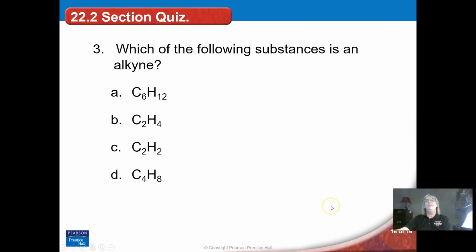Okay, what is this? You better draw this out. Just pause me for a sec, and then see what you got for a structure. So it should be that one there for an alkyne, because we have that triple bond in the center there.